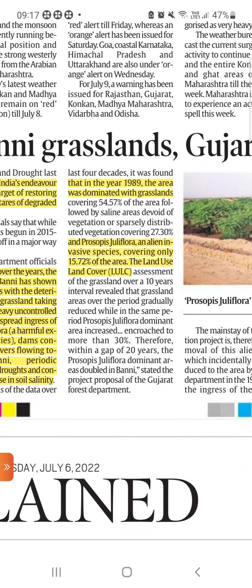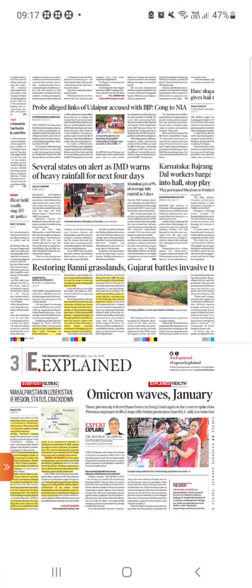Prosopis juliflora, an alien invasive, covered only 15.72% of the area, and the land use coverage assessment of the grassland over a 10 year interval revealed that the grassland areas gradually reduced, while in the same period the Prosopis juliflora dominated area encroached to more than 30%.